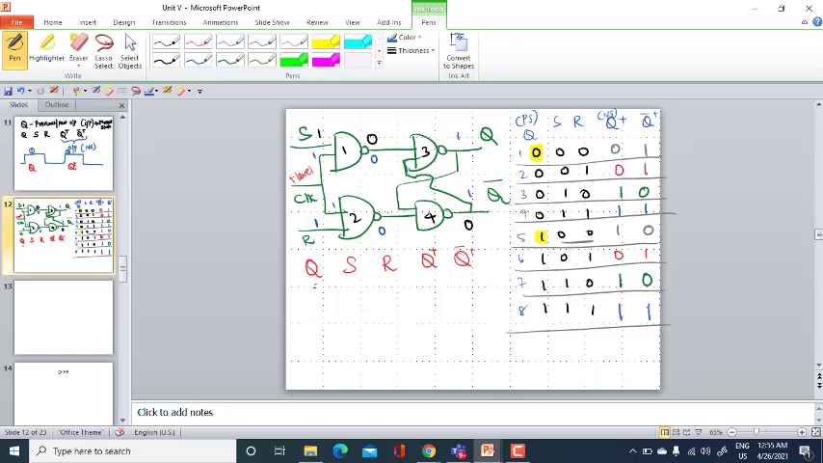The same case here also. This state is said to be the indeterminate state, and we should not have this combination. We should not have this input combination at all, because one output should be the complement of the other. Like that only you should get your output. So hence this state is said to be the indeterminate state. It's not a reliable state, and mostly we won't use this combination at all in the SR flip-flop.